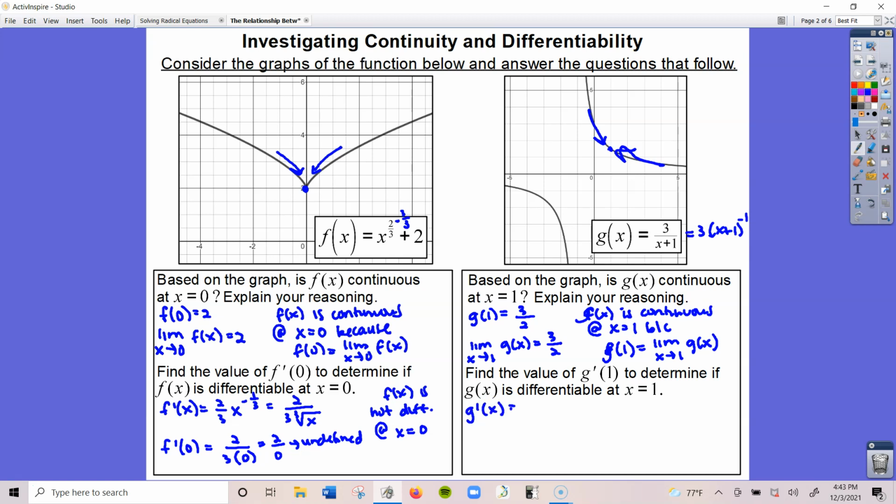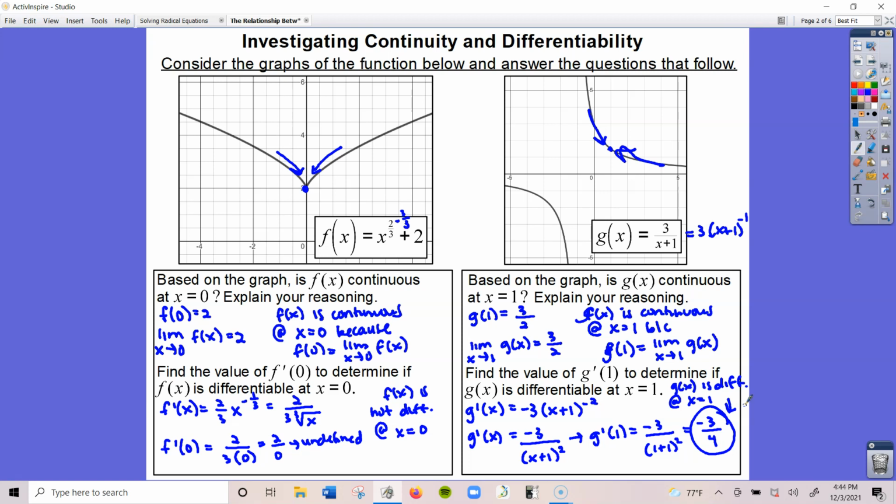So g prime of x is going to equal, the negative 1 gets multiplied with the 3, so negative 3, x plus 1, subtract 1 from the exponent, which is negative 2, times the derivative of the inside, which is just 1. So g prime of x is equal to negative 3. This is a negative exponent, so I'm going to move it down to the denominator, x plus 1 squared. Now I'm going to plug in 1. So g prime of 1 is going to equal negative 3 over 1 plus 1 squared. 1 plus 1 is 2, and 2 squared is 4. So since I get a real number, that means that g of x is differentiable at x is equal to 1, because we got that g prime of 1 is negative 3 over 4.